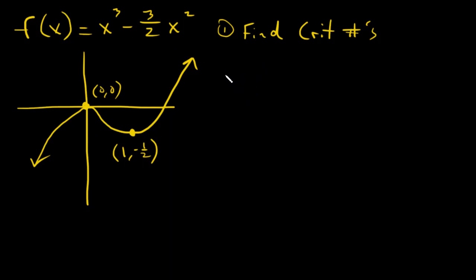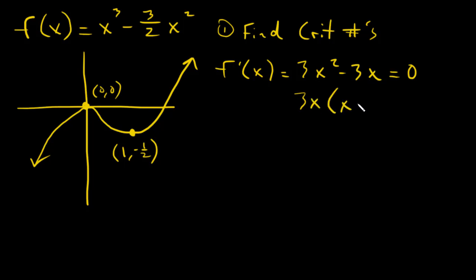So the derivative is going to be f prime of x equals 3x squared minus 3x. And then I set that equal to 0 and solve. 3x times x minus 1 equals 0. I factor out 3x. And now I set that equal to 0, and I'll find that x equals 0 and x equals 1. Well, what do you know? It's exactly what we had up here drawn. So those are our critical numbers.